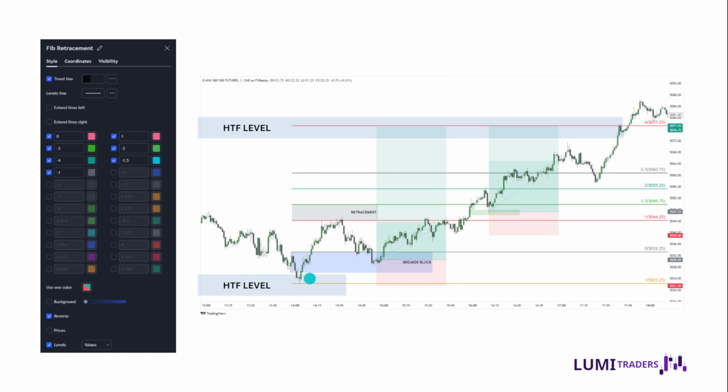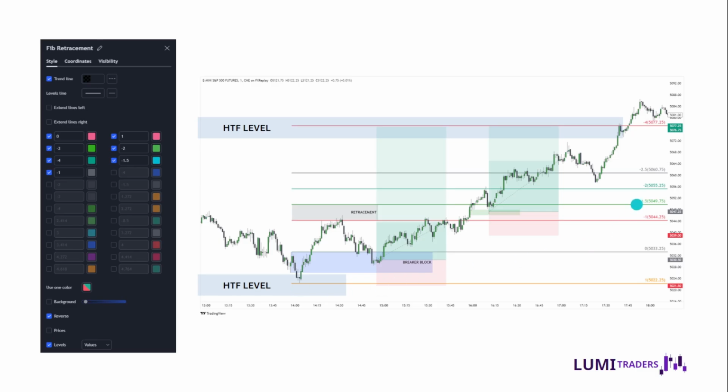We wait for change in the state of delivery. We wait for market structure shift, and only after this I can start drawing my manipulation leg, right? So I use the very last leg before smart money reversal. This means I use this leg. So let's see what happened right here.